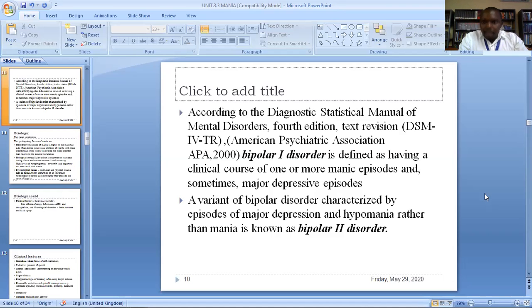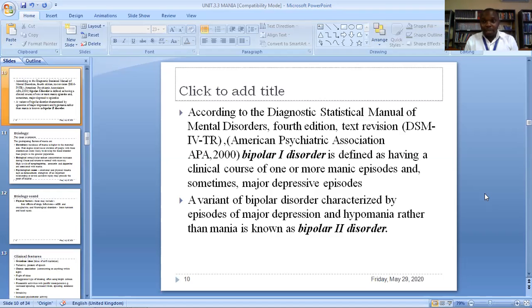Now, the same DSM-4 text revision, according to the American Psychiatric Association of 2000, stated that one who has bipolar 2 disorder should have episodes of major depression and hypomania rather than mania. So someone with bipolar 2 disorder should have more episodes of depression and hypomania, not mania. Then that one is going to be referred to as bipolar 2 disorder.